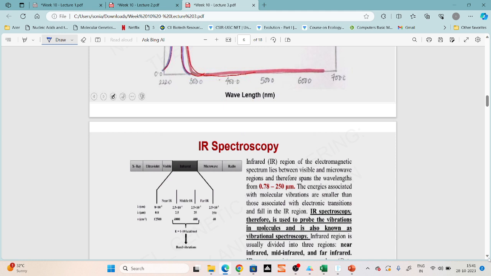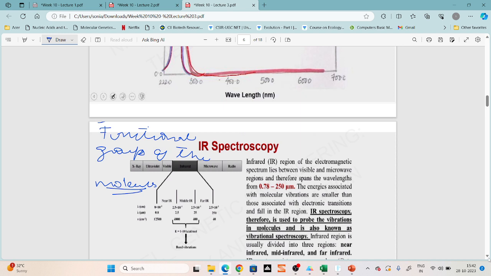These vibrational properties of a molecule are like a fingerprint, so they are used to study the functional groups of the molecule. Important. The infrared region of the electromagnetic spectrum lies between the visible and the microwave, and spans the wavelength of 0.78 to 250 micrometers. The energies associated with molecular vibrations are smaller than those of electronic transitions.